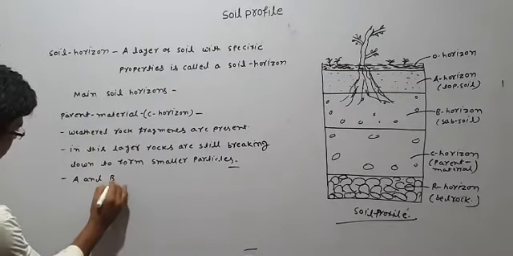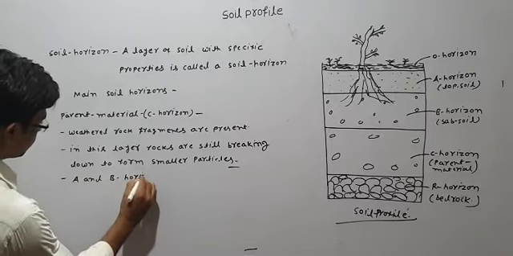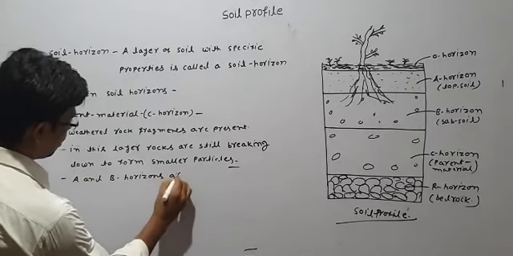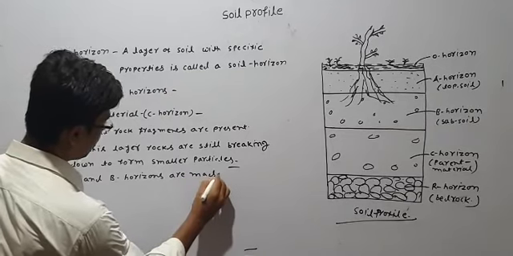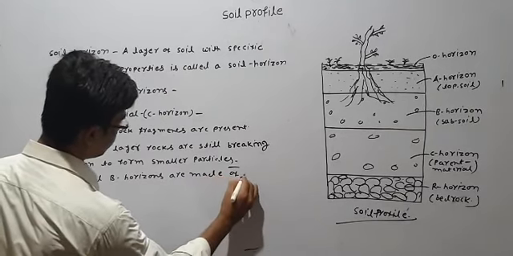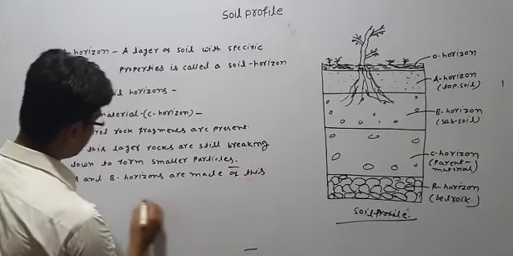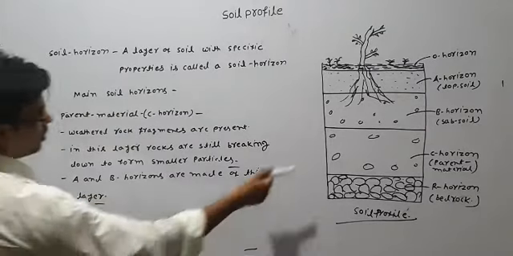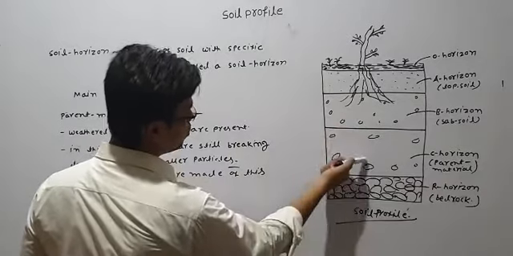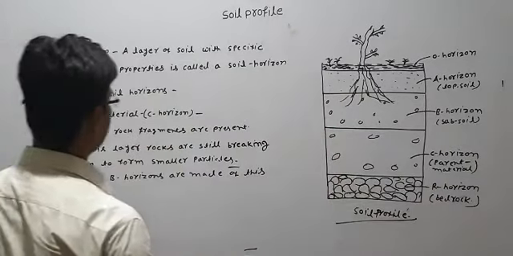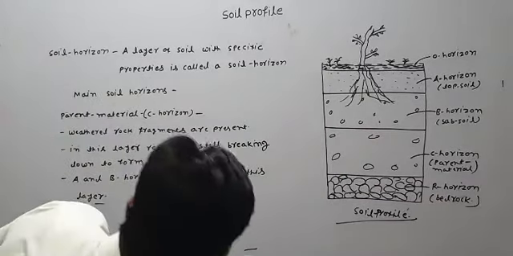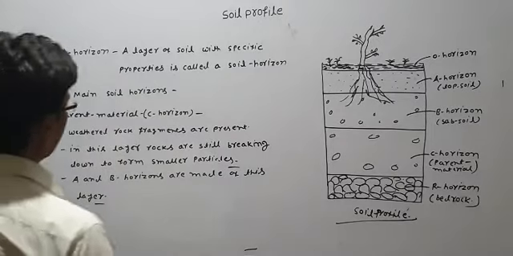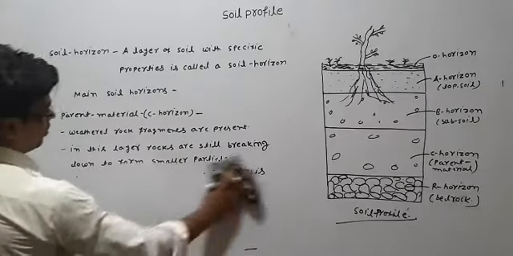A and B horizons are made of this layer. That's why I have written this one finally, that A and B horizon is also made by this parent material. Okay, last one, see students, some of the important factors you note down and remember, try to remember.